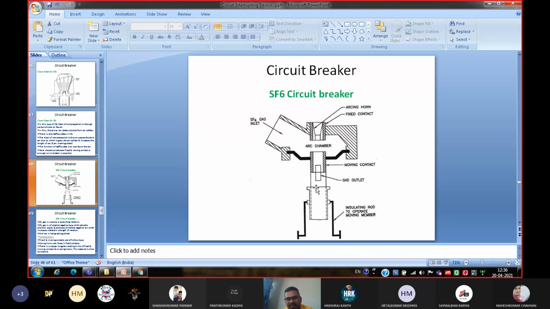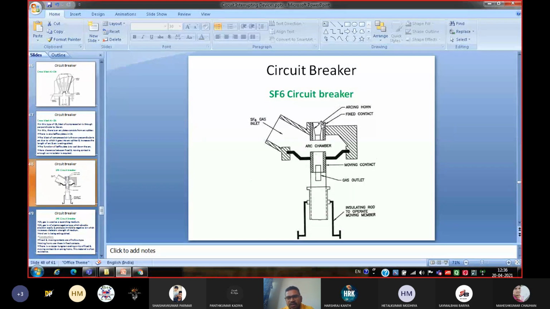Now on this operating chamber we have a moving contact. This is the moving contact, which is of hollow type, and in this moving contact the gas outlet is there. Whatever gas comes to the moving contact goes away through this gas outlet after doing its work. Here is the fixed contact.